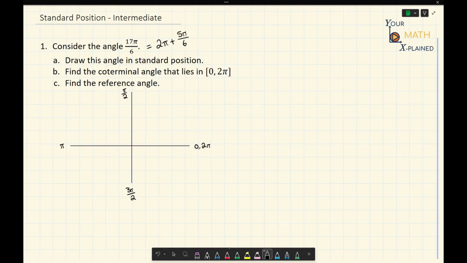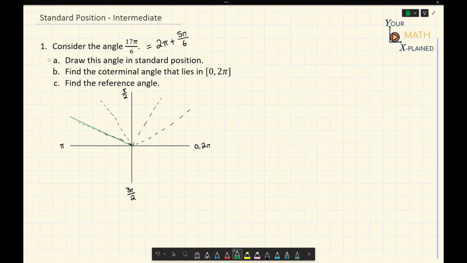So now, if our angle is 2 pi plus 5 pi over 6, that means we're going to go one full circle, which is 2 pi. And then we're going to go an additional 5 pi over 6. So you can think of 5 pi over 6 as 5/6 of the way towards pi. So if we divide up the top half of our xy plane into 6 equal parts, then that means 5 pi over 6 is going to be right over here.